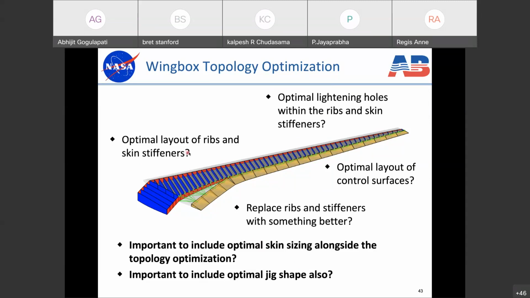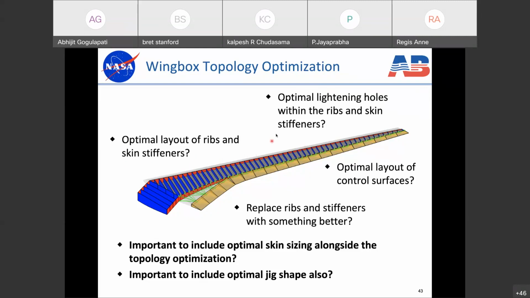The first one, and maybe the simplest, but maybe not, is the idea that we want to try and find the optimal layout of ribs and stiffeners inside this wing box. So this wing box just shows straight, evenly spaced ribs. But what if we wanted something more complicated than that? What if we wanted angled ribs, or ribs that were bunched together over here and further apart over here? Or what if we wanted ribs that were connected together in some way, or maybe curved ribs, right? So that's a topology optimization problem. How do we solve that?